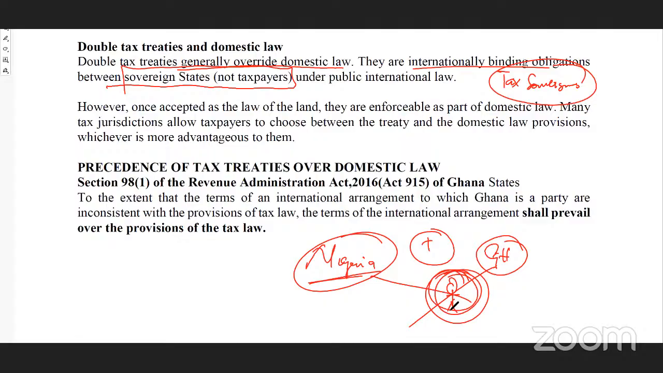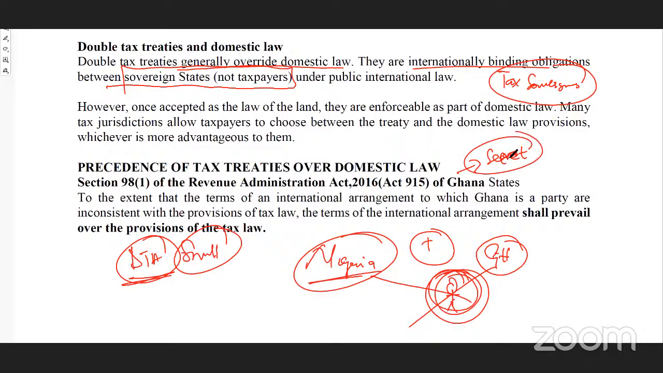Is that okay? So there's one thing you must understand: that DTAs generally override the domestic law. So though your law is the supreme law of the land, when you enter into a DTA, it means that two sovereign states finally agreed that this provision should be done for its members. So assuming the Ghanaian tax law says otherwise, the DTA shall prevail over the Ghanaian tax law. And this rule is a secret to passing international tax. So far as Ghana is involved, this is a secret to passing international tax.